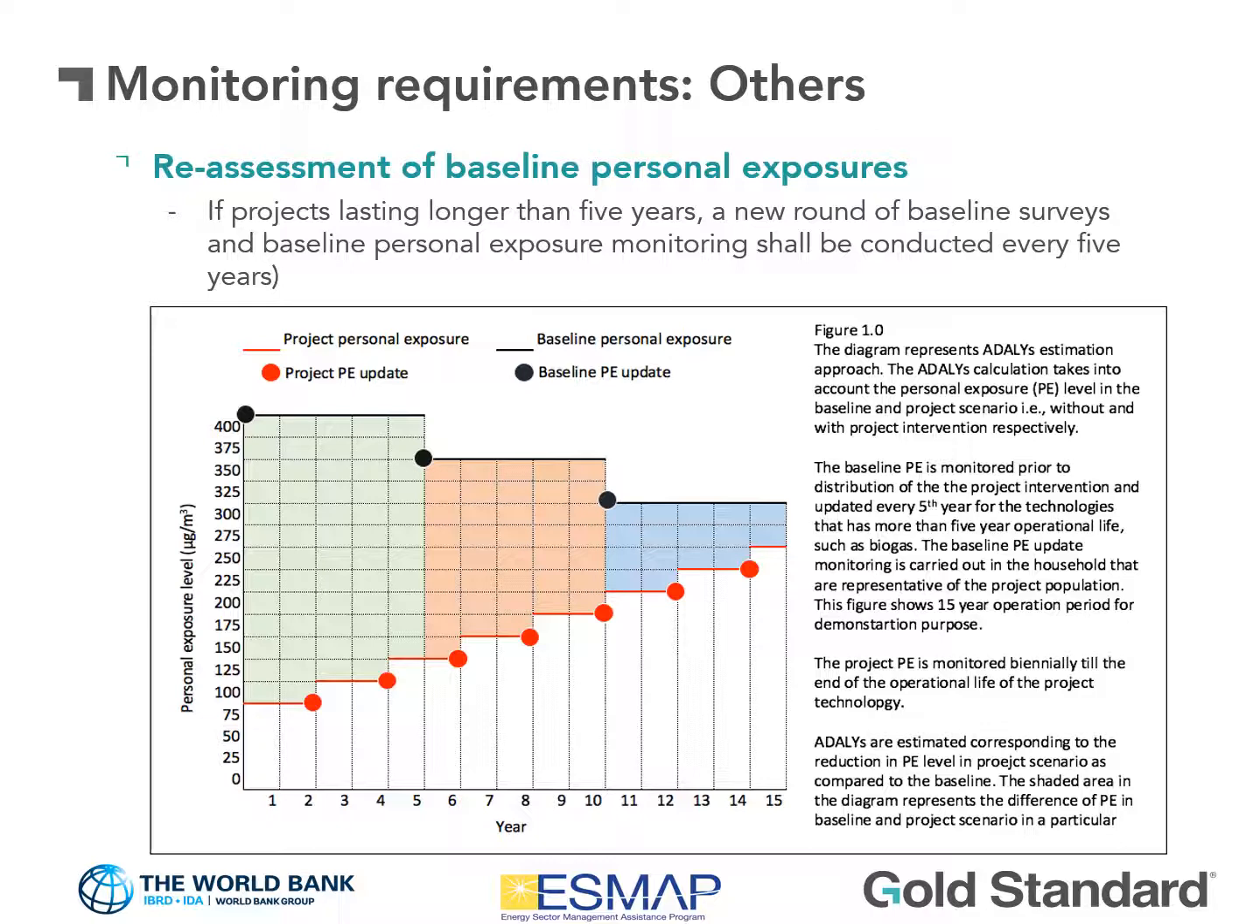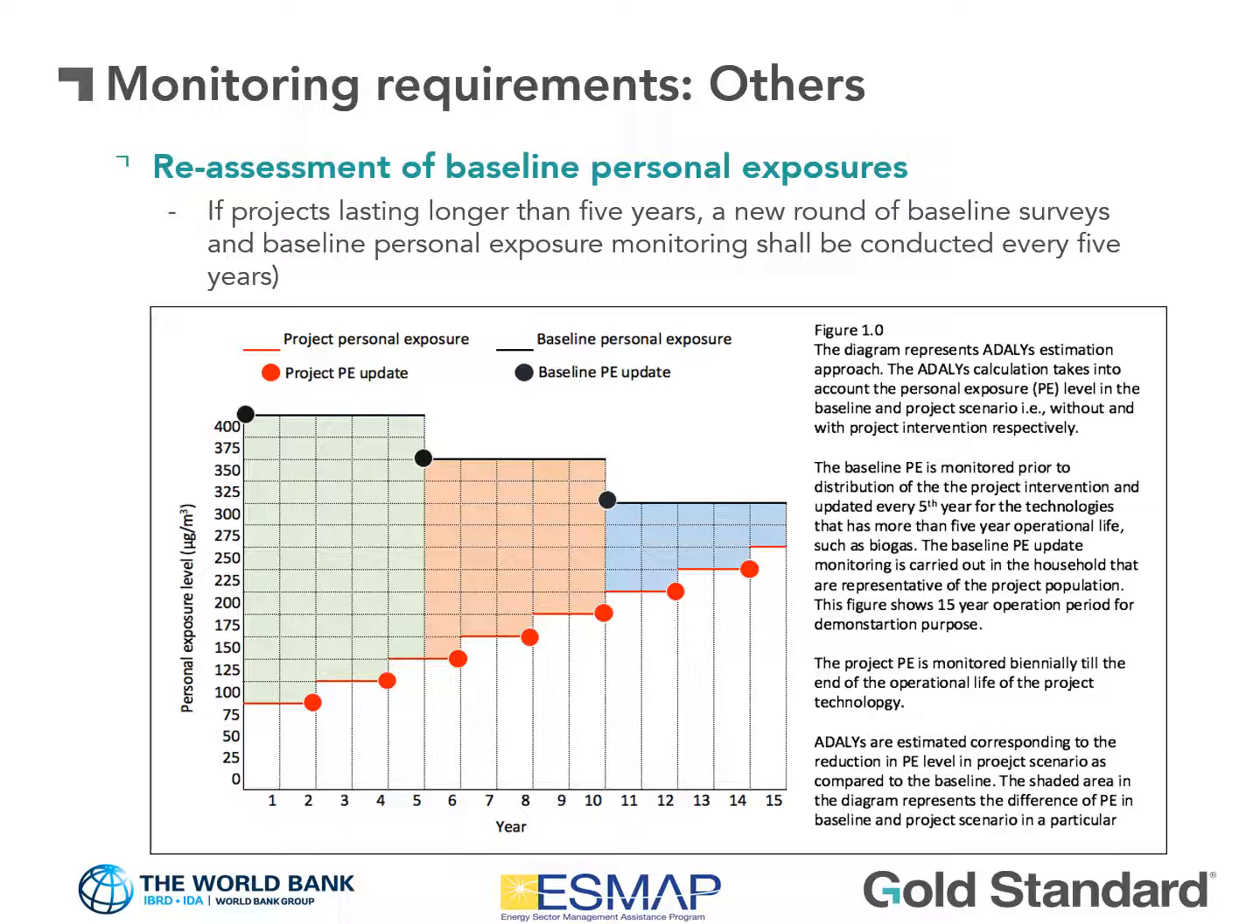As you can see from the diagram, in year 0 of the project, the baseline personal exposure level is 400. In year 5 of the project, it's around 375. And in year 10 of the project, it's around 315. This reflects the fact that potentially baseline personal exposure levels of PM2.5 will reduce over time. And that's why this methodology requires the baseline to be updated every 5 years when the project reapplies for a new crediting period.